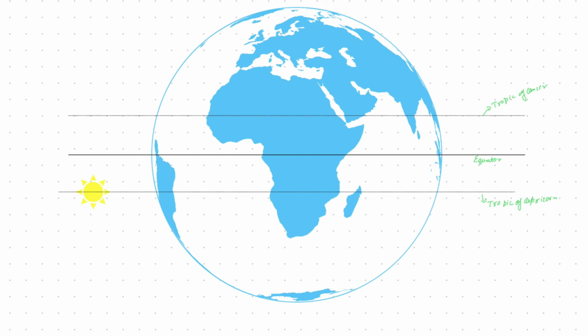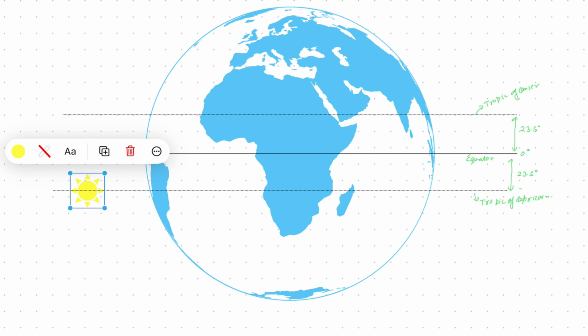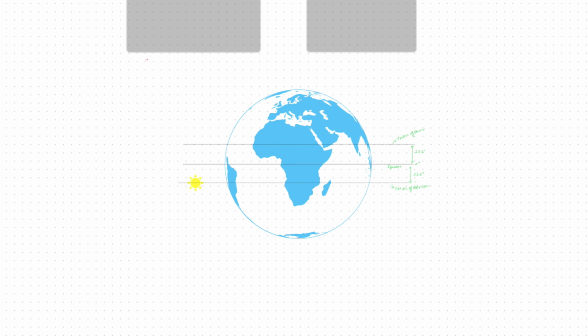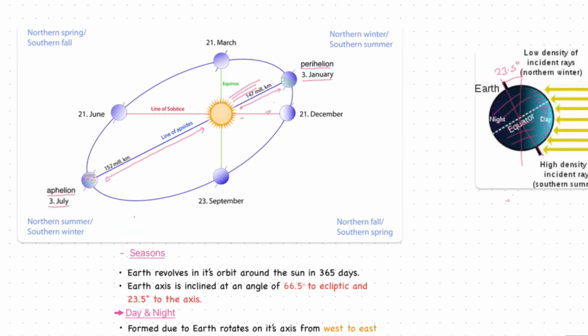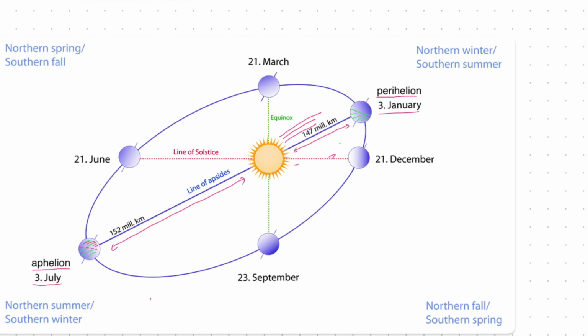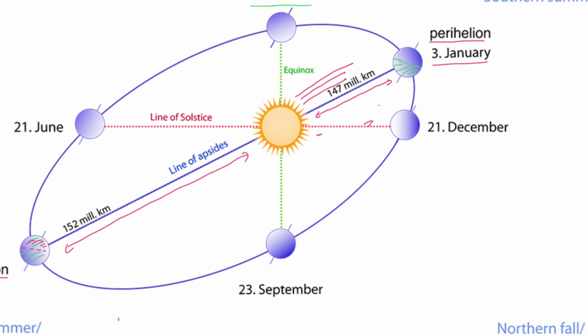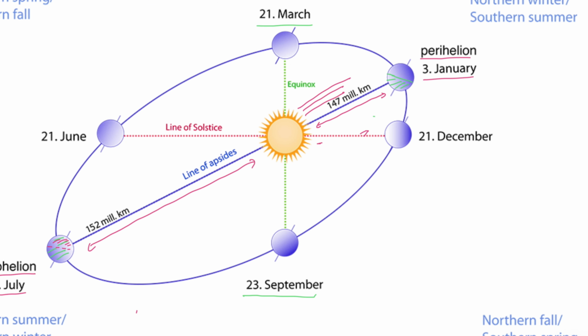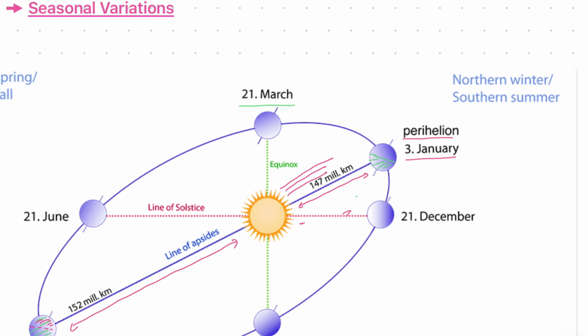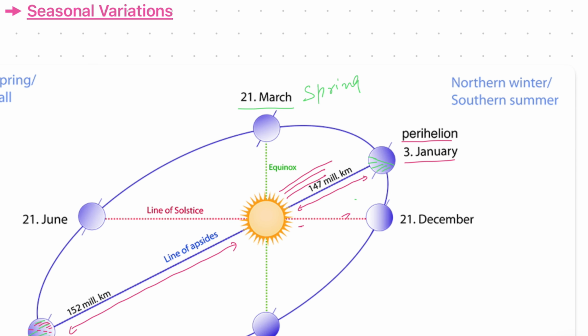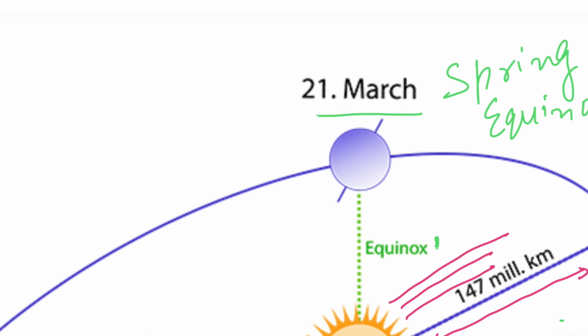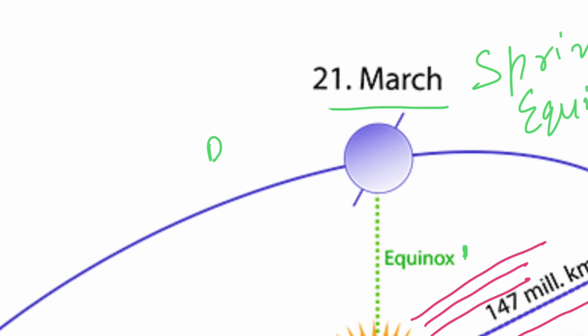This is how summer and winter happen, and how the sun moves throughout the year. And sun crosses the equator twice a year, and this happens on 21st March and 23rd of September. We call them spring equinox and winter equinox. And these are the periods when day and night are equal.